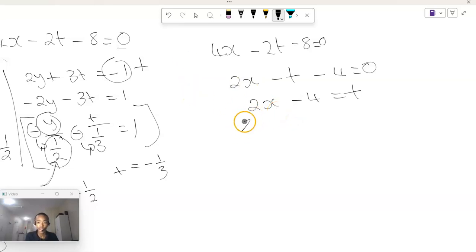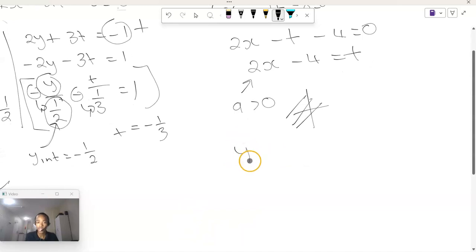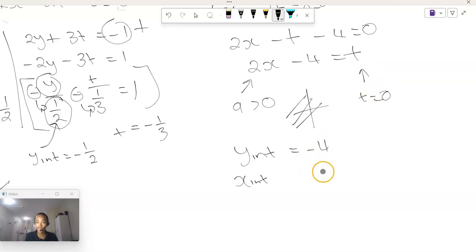First of all, identify the a. You can see that the a is greater than 0, so now our graph will be increasing. And then the y-intercept: remember I said the y-intercept is always the constant value, the number that does not have any variable. So the y value will be negative 4. To find the x-intercept, you just let t equal to 0 and solve for x. So I have 2x minus 4 equal to 0. Therefore 2x will be 4 and x will be 2 in that case.